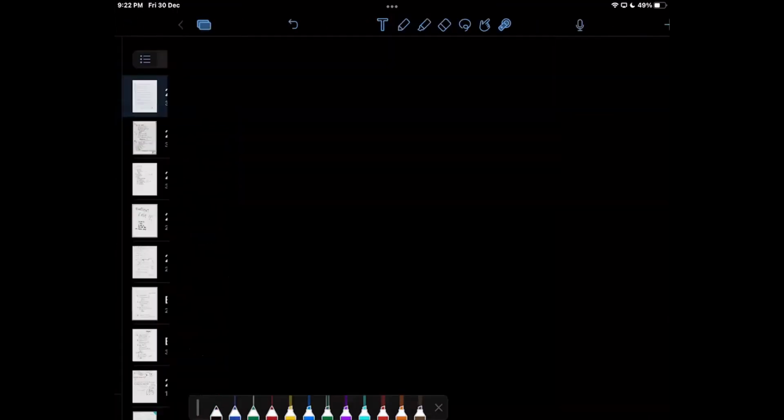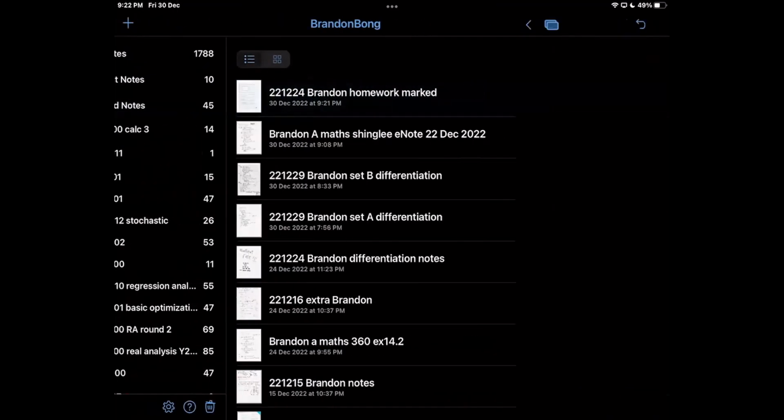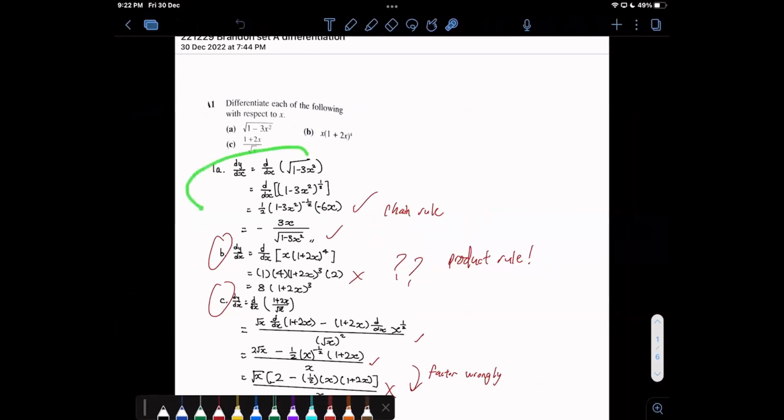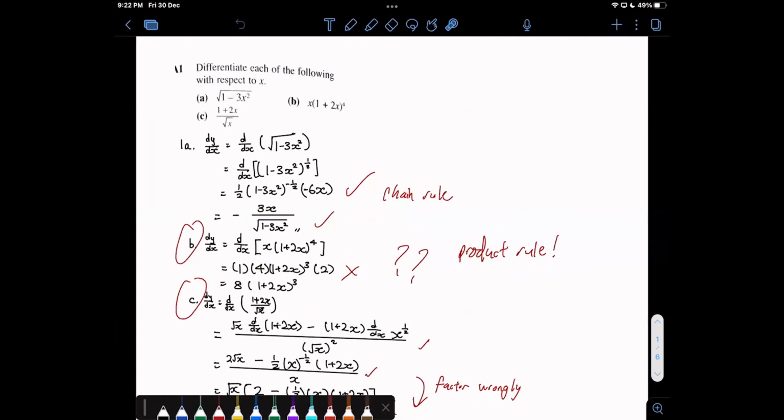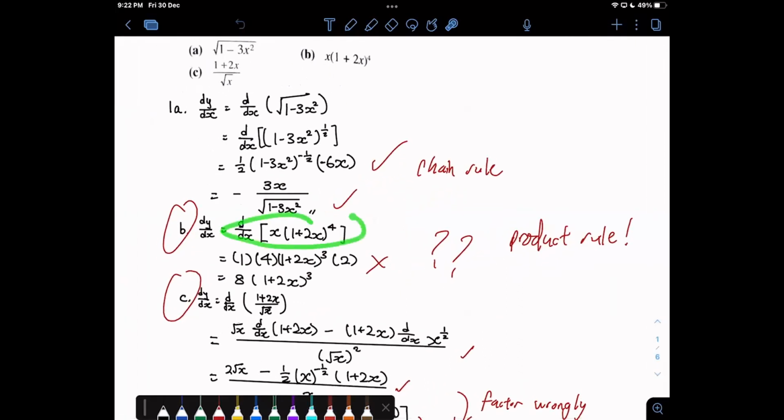Where is my set A? Over here. Set A part 1 question. 1A is fine, 1B and 1C is very bad. Can you see what's wrong with 1B? What are you doing here? You took the x, you differentiate, you get 1. You took this guy, you differentiate using chain rule. Then you multiply them together.